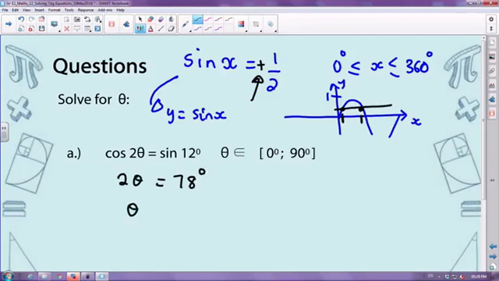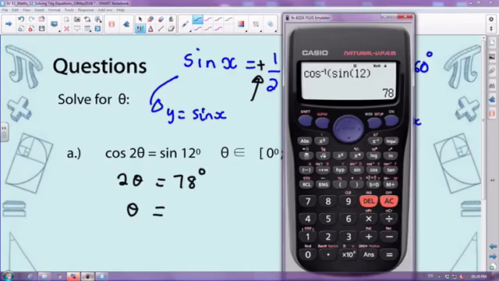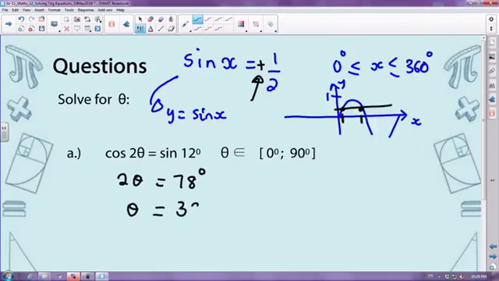Then your theta is 78 divided by 2, which is your 39. So you've got your 39 as your theta. Okay, from 0 degrees to 90.